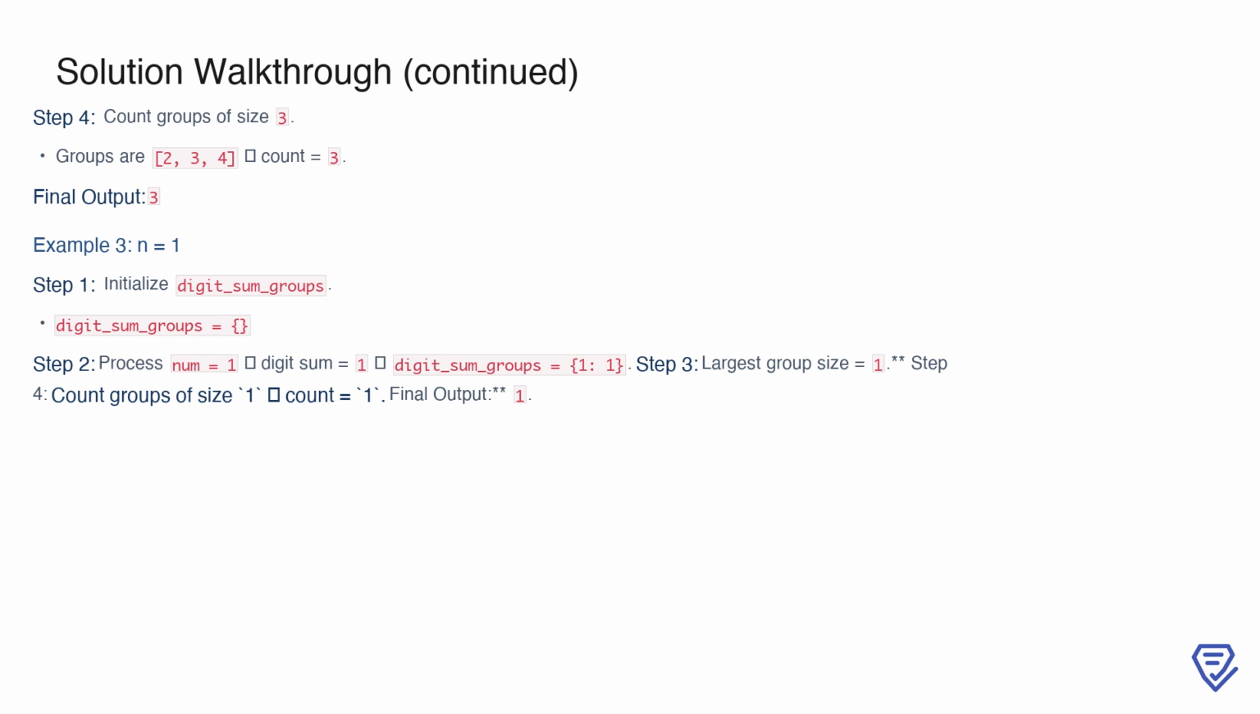In this case, the only number is 1, so the digit sum is also 1. The digit_sum_groups dictionary ends up with a single entry, 1: 1. The largest group size is 1, and there is only one group of this size. Thus, the output for this case is 1.